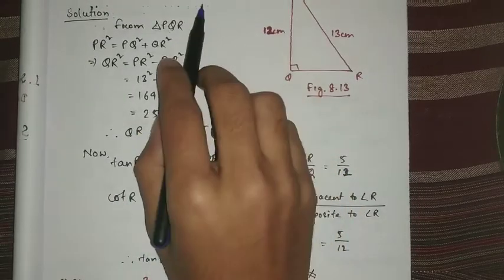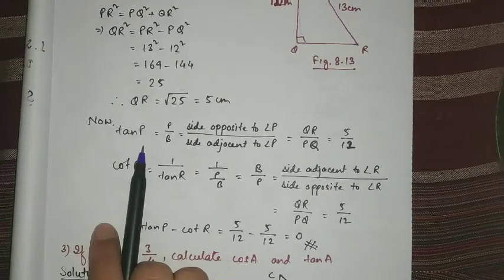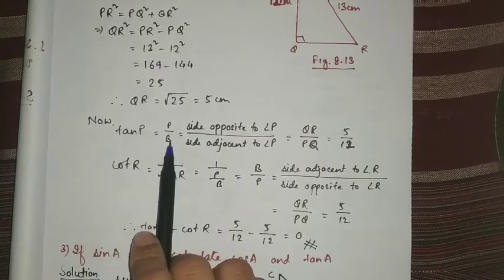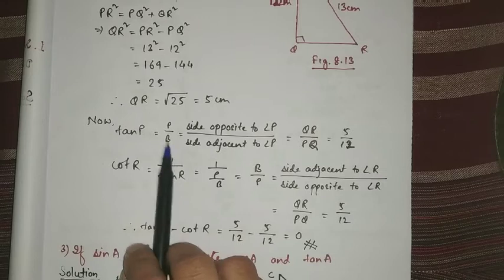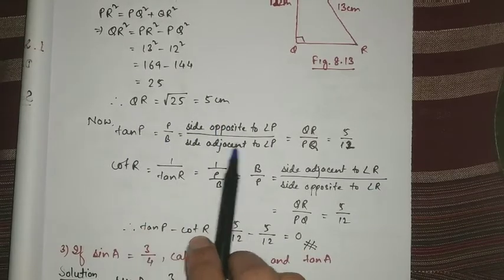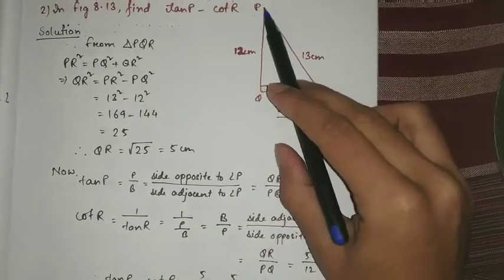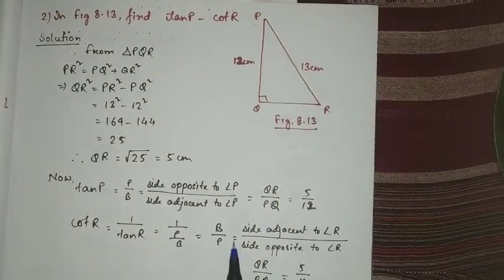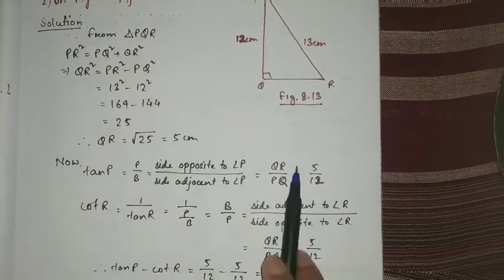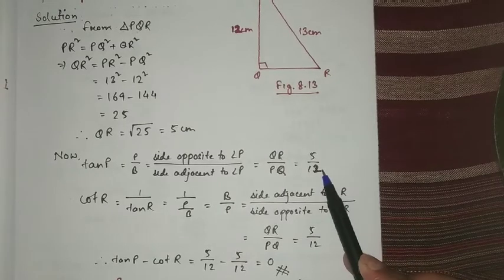Now we have to determine the value of tan P and cot R. Now the tan P is from the sentence "turn permanently brown". So it is perpendicular by base, and perpendicular is nothing but the side opposite to angle P, and base is nothing but the side adjacent to angle P. So the side opposite to angle P is QR, and the side adjacent to angle P is PQ. So tan P is equal to QR by PQ, and its value is 5 by 12.